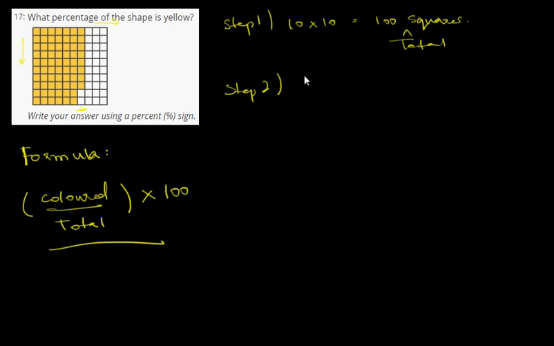So that means 6 into 10, since each column has 10 squares, 6 into 10 gives us 60, and we add this to 8, which is the number of squares that are colored in this column, and we get 68 squares, colored squares.